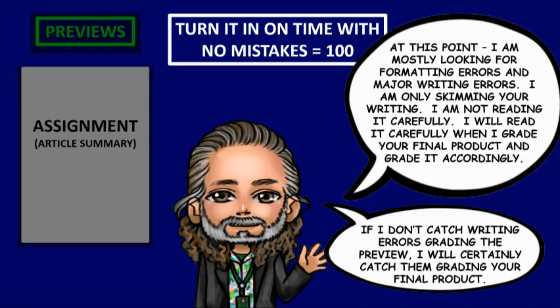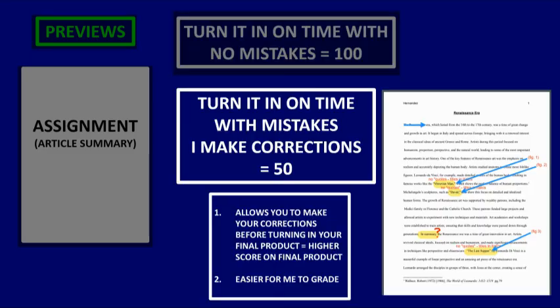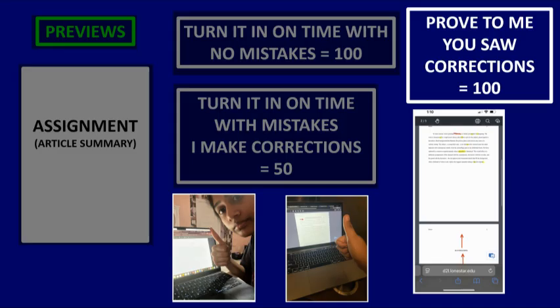When everything is formatted correctly, it makes it easy for me to read at the end. So I'm going to make all these corrections. In fact, if you turn it in on time and it has mistakes, I'm going to make corrections and give you a 50. And if you show me that you saw the corrections, I will change that 50 to 100. So show me evidence that you looked at my corrections.